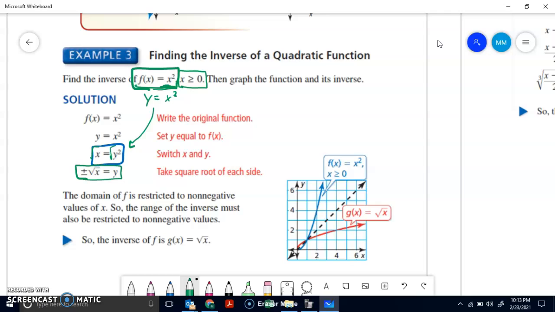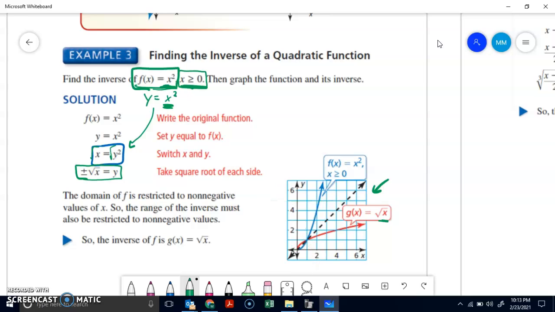What we have here is the parabola, but only when x is greater than or equal to 0. And you can see the graph down here. It's only the right side of the parabola, the blue line here. It's not the full parabola, because if it was a full parabola, it would not pass the horizontal line test. It's just half of one.